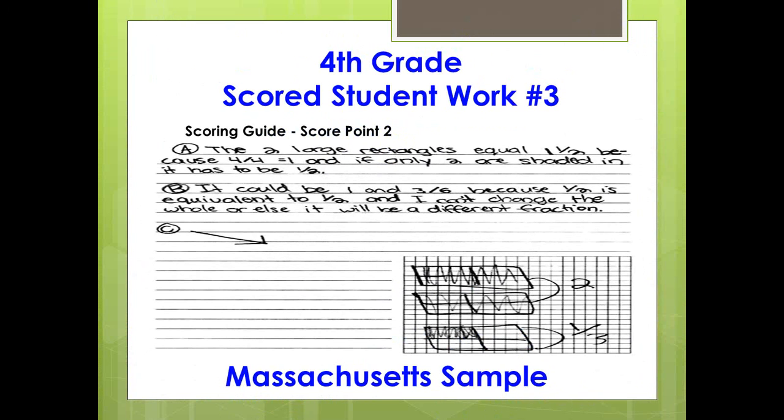Once again, there was just 2 points out of 4, so not a very deep explanation of what happened or how they came, or what they were trying to explain. And then, of course, part C, they wanted to provide a visual model of 2 1/3, and what they have here is their model for that.